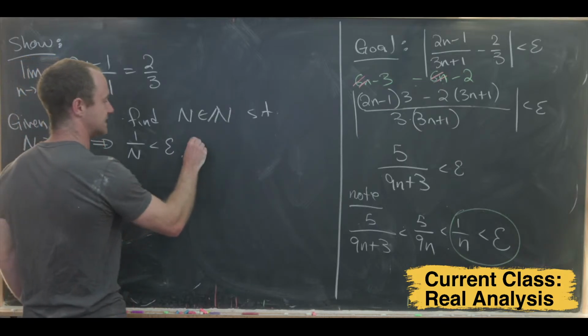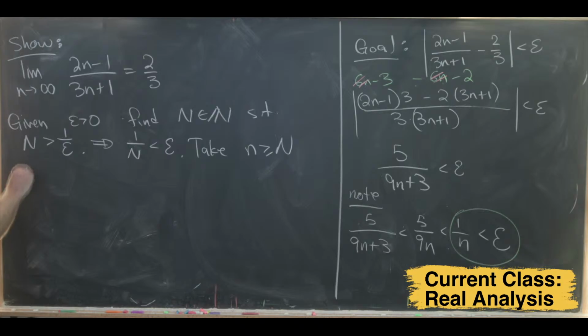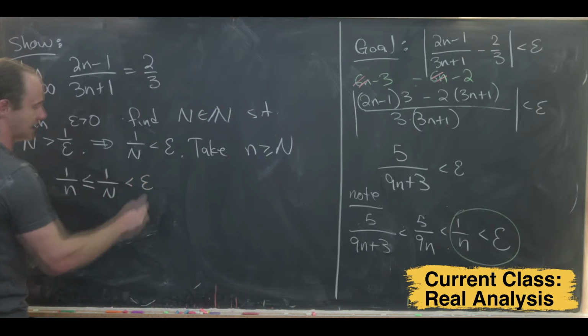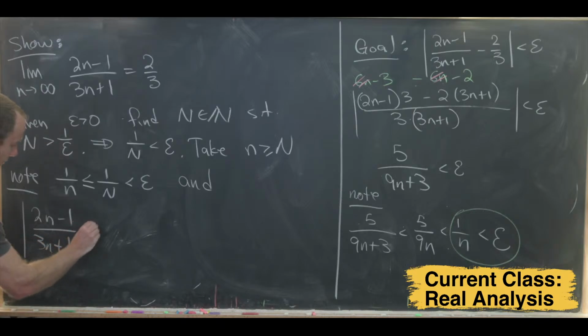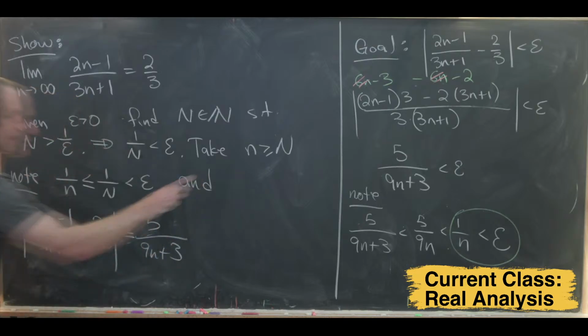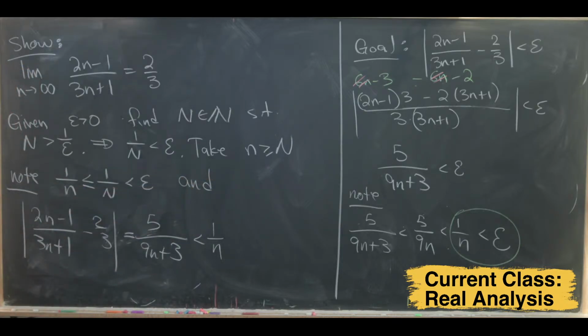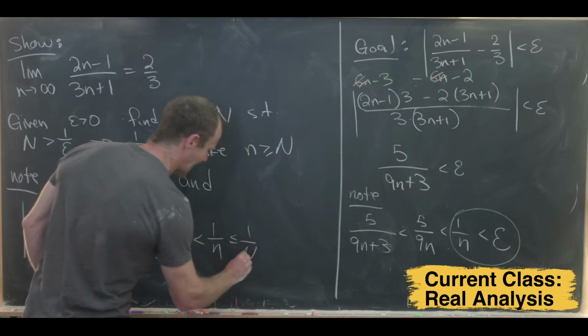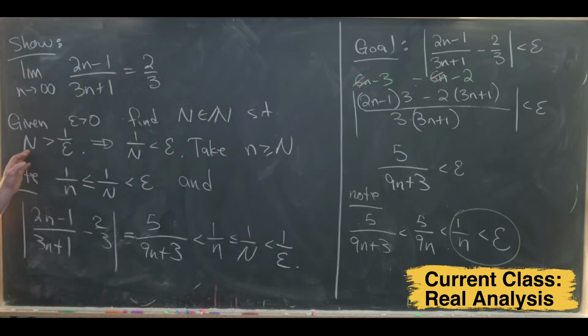So now, let's take an arbitrary little n bigger than or equal to capital N, and then note that 1 over little n is less than or equal to 1 over capital N, which is less than epsilon, and also the absolute value of (2n minus 1)/(3n plus 1) minus 2/3 is equal to 5 over (9n plus 3) by the calculation over there, which is less than 1 over little n by the argument that we made over there on that side, which is less than or equal to 1 over capital N by our choice of little n, which is less than epsilon by our choice of capital N.